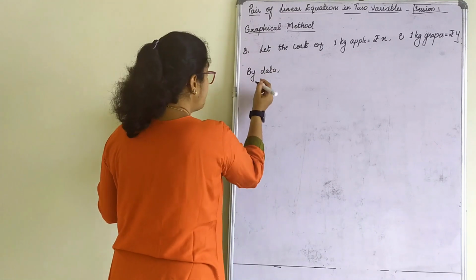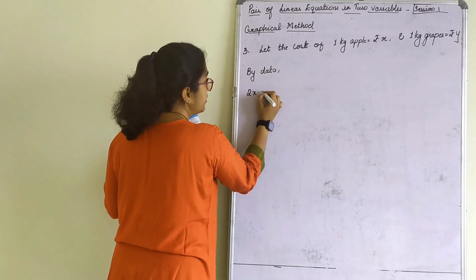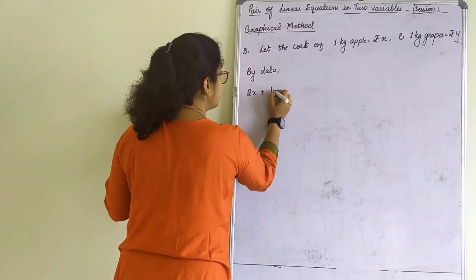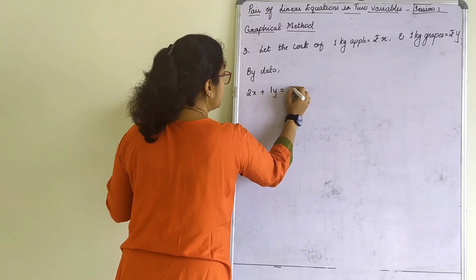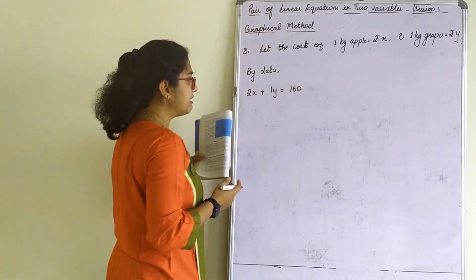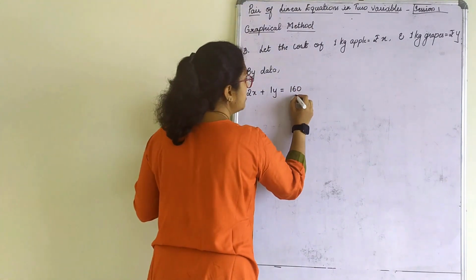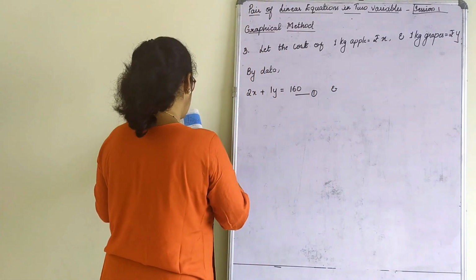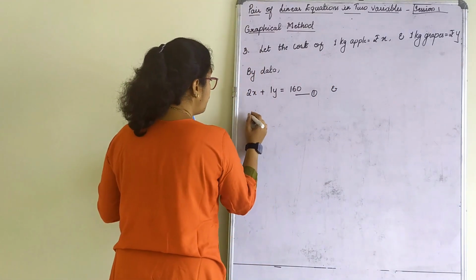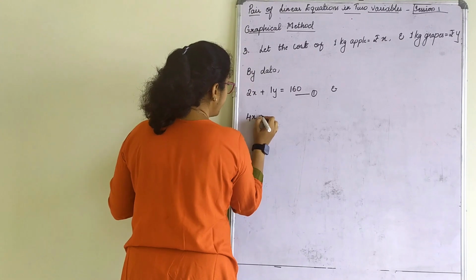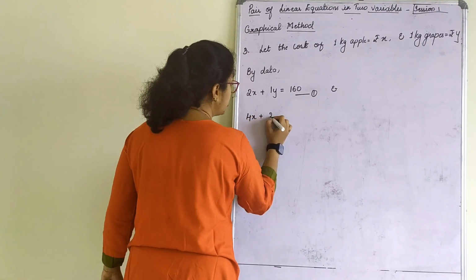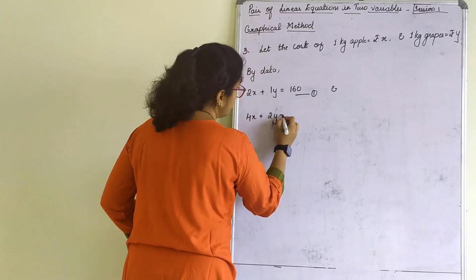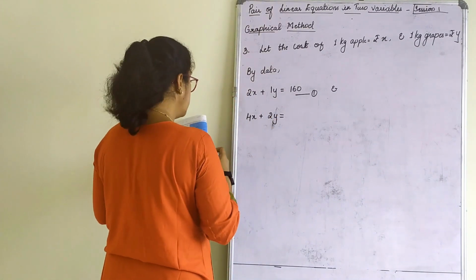So the cost of 2 kg apple, 2x, plus 1 kg grapes, 1y, is equal to rupees 160. Directly, there is nothing you can do here. Equation 1. And the next one, after a month, the cost of 4 kg apples, 4x, plus 2 kg grapes, 2y, was found to be how much? 300.